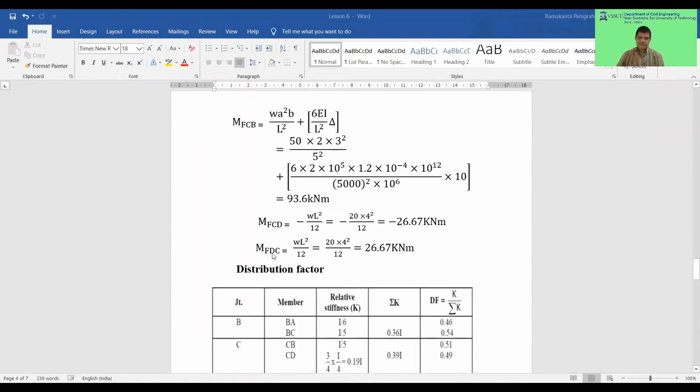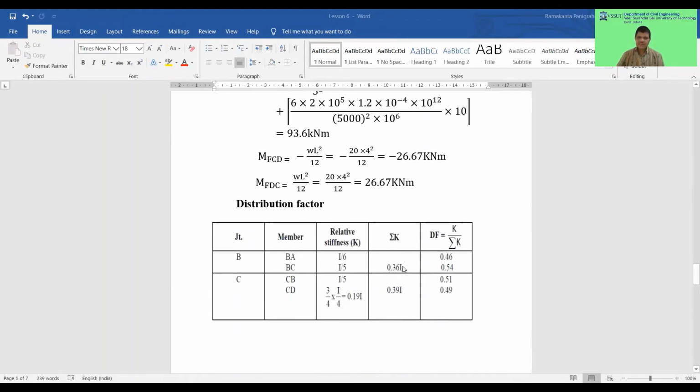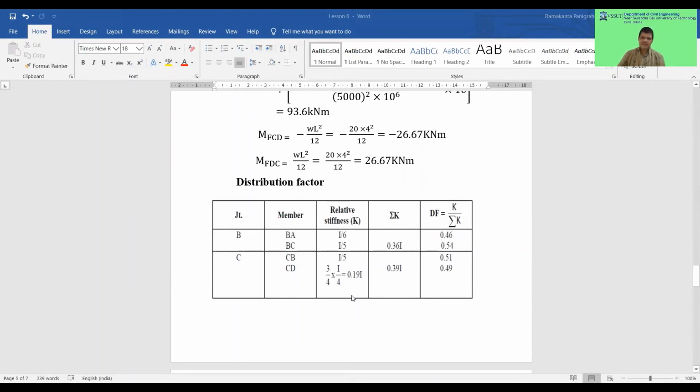Then CD. So MFCD will be minus WL square by 12, and because there is a UDL, it will be plus WL square by 12. So 26.67 and 26.67 minus 1. So next you have to calculate the distribution factor. Again, you have the two joints B and C. Okay, BA, BC, CB and CD.